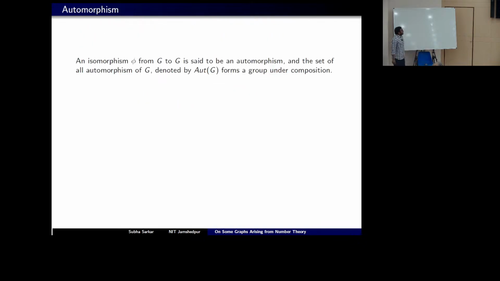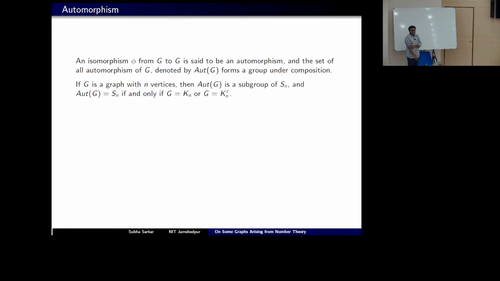Like in the case of groups, we say an isomorphism phi from G to G is an automorphism, and the set of all automorphisms of the graph forms a group, denoted by Aut G. It is trivial to observe that if the graph has n vertices, then Aut G is a subgroup of Sn, and Aut G is equal to Sn if and only if G is either Kn or an isolated graph, that is, a graph with n vertices where there is no edge.